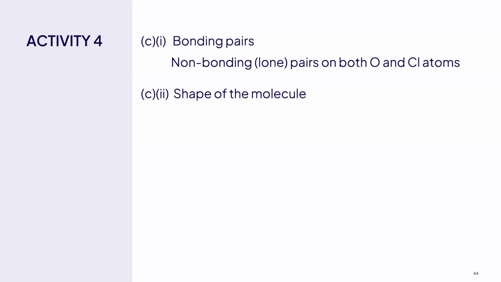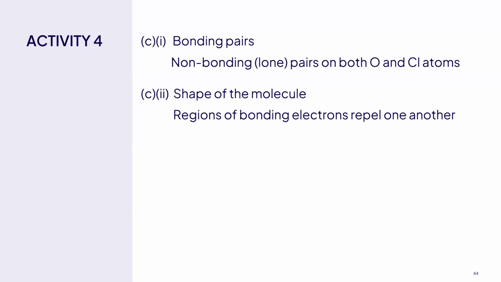In part C2, they need to actually state the shape of the molecule. They need to say that the regions of bonding electrons repel one another, and then the 3rd mark is to adopt positions of minimum repulsion. Okay, and notice how concise you can be in your answer. Again, it's amazing how many students feel that they need to write a sort of mini essay to answer these questions. They don't. Just simple, concise, relevant points are all that's needed to answer these questions.